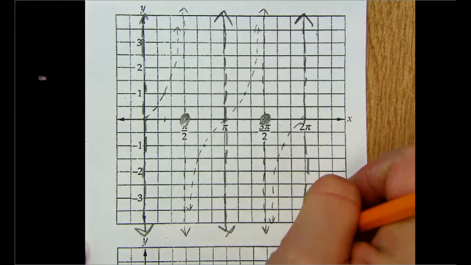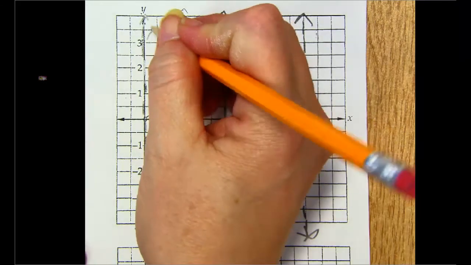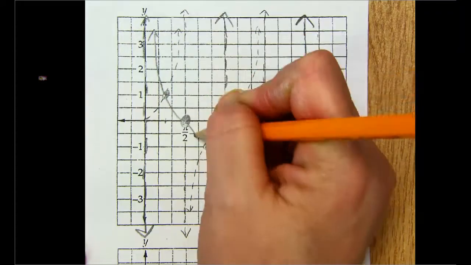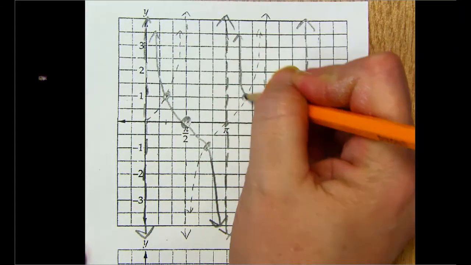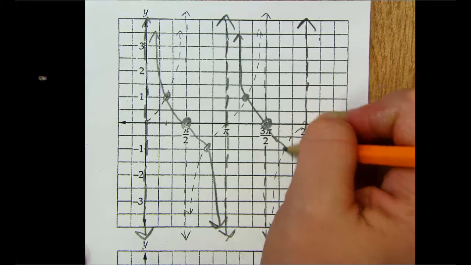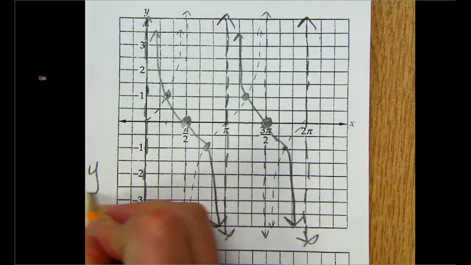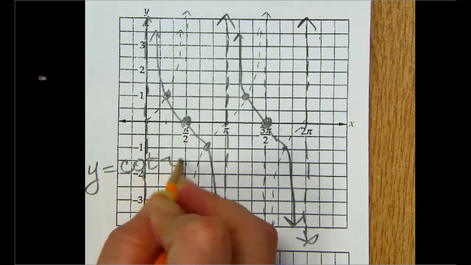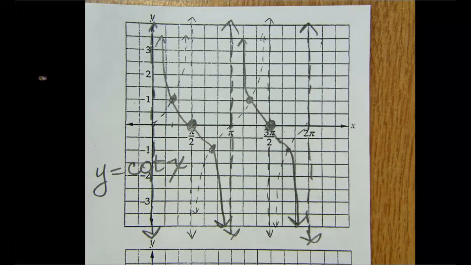The reciprocal of 1 is 1. The reciprocal of -1 is -1. And so I connect the points between my asymptotes. And I really get a graph that looks almost like a reflection of tan for cotan. And there is your cotan graph. So there are your three reciprocal trig graphs.